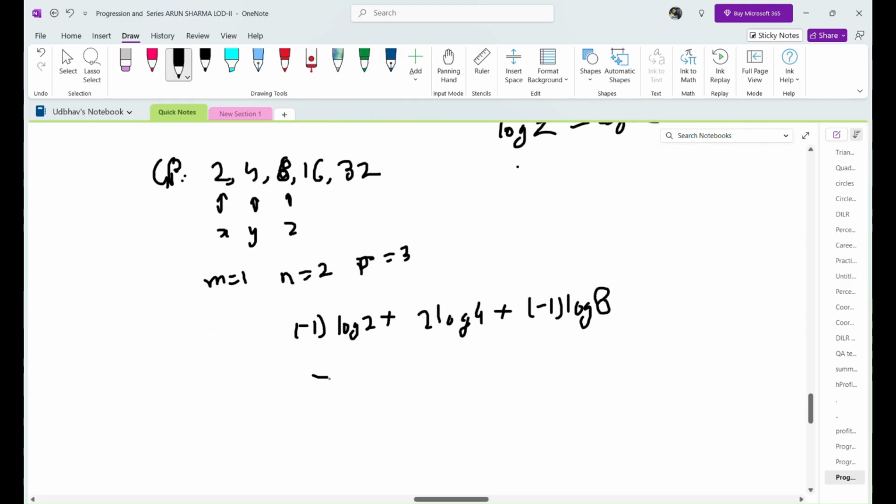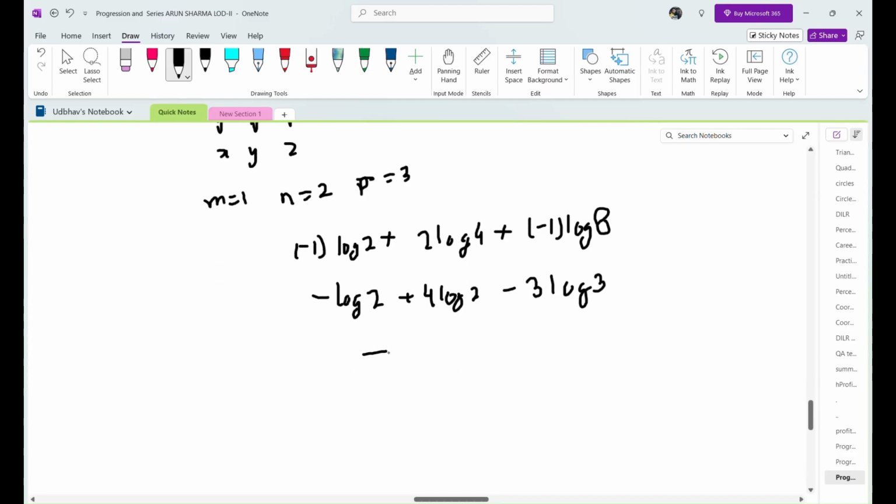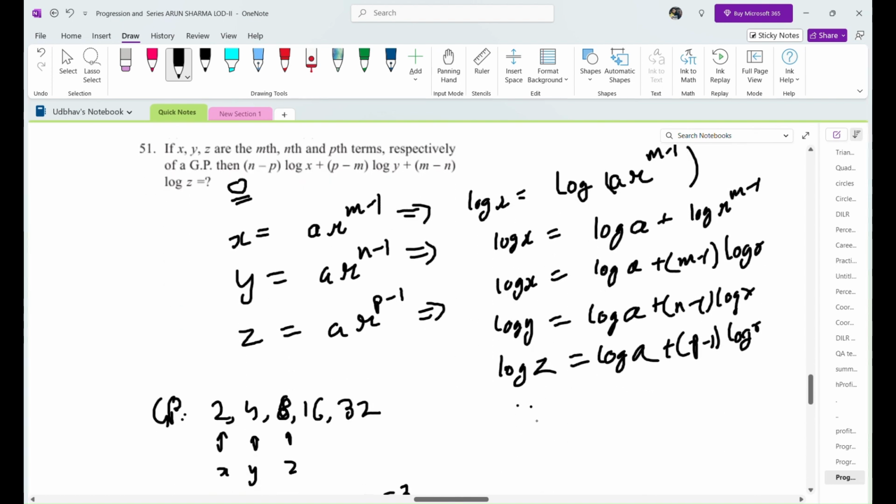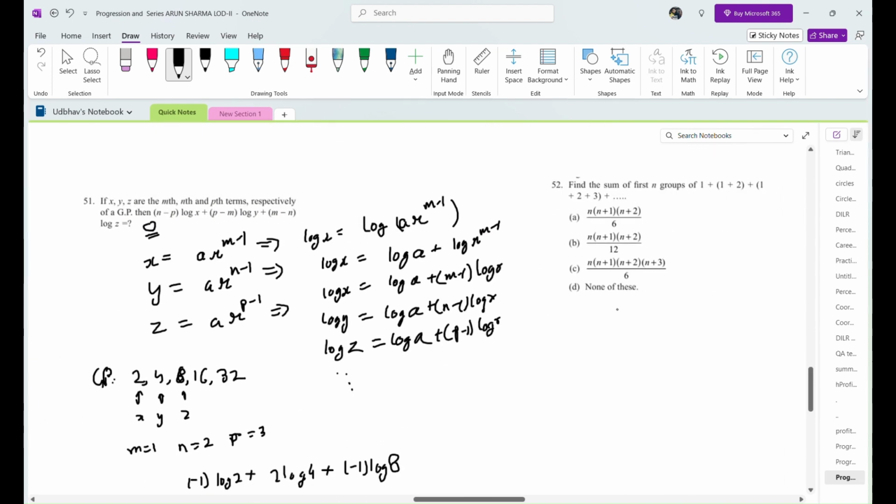We can do it like minus log 2. We can break it in power of 2, 2 to the power 2. So this will be 4 log 2, and this is minus 3 log 2. So we can see it's 0. 1 minus 4 minus 3. This is 0. Oh, this was 2, sorry. So the answer will be 0. We can also solve using this method, but it's gonna be longer.